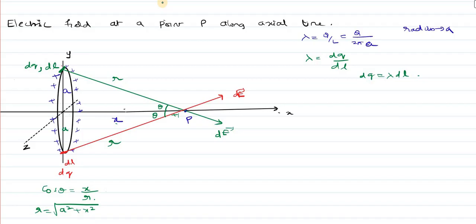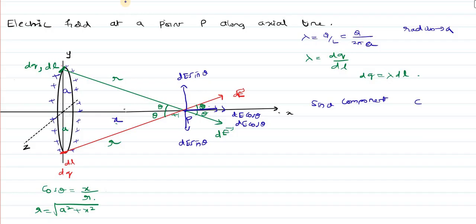Next, what do I need? Since this is theta and this is theta, this side also becomes theta and theta. Correct? So I can resolve this into two components. One is dE cos theta, another one is dE sin theta. Here also again this one is dE cos theta, this is dE sin theta. Sin theta components cancel. Cos theta components add up.